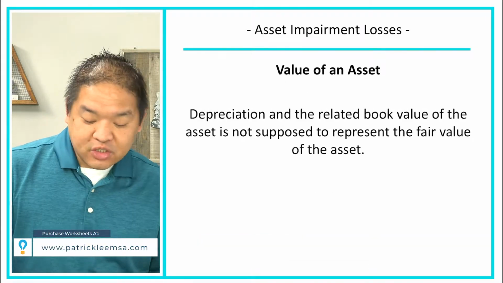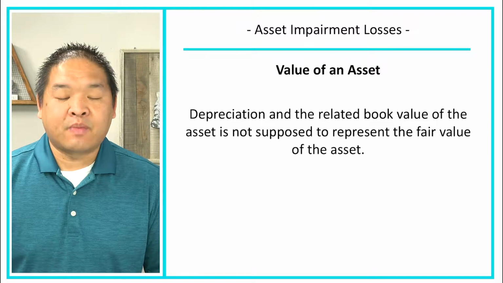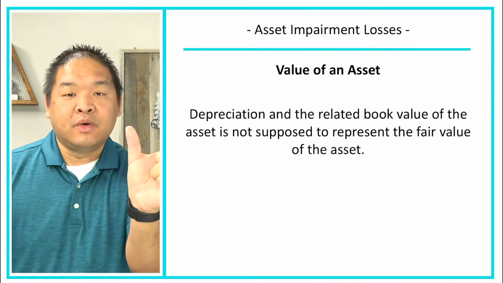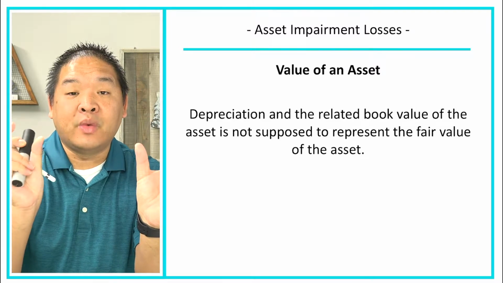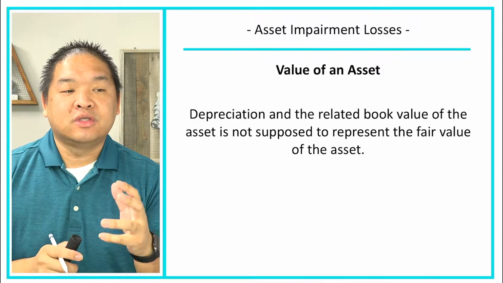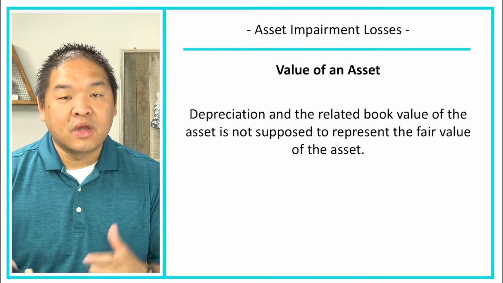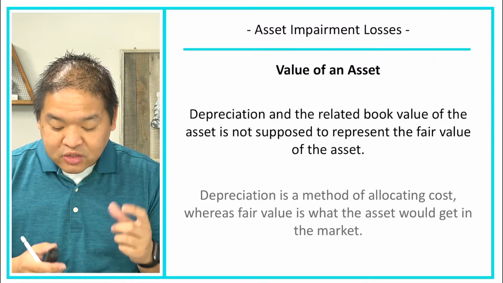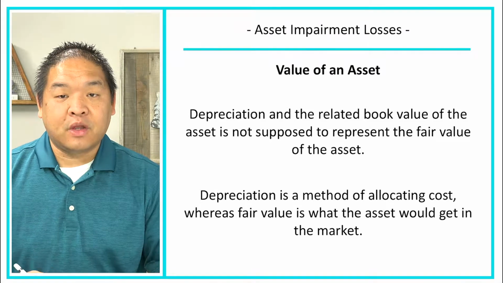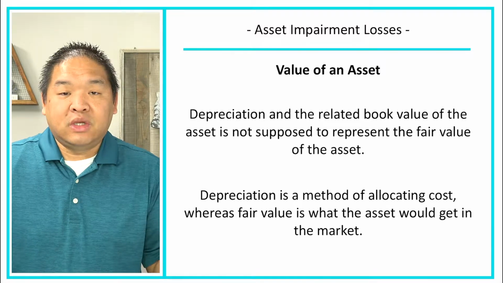So depreciation, the related book value of the asset, is not supposed to represent fair value of the asset. When we look at the book value on our books of our asset and then the fair value, what we would get in the marketplace, often they will not match. And that's because we're using a systematic approach versus what the market is telling us it's worth over its useful life. So depreciation is a method of allocating cost over a period of time, whereas fair value is what the asset would get in the market.